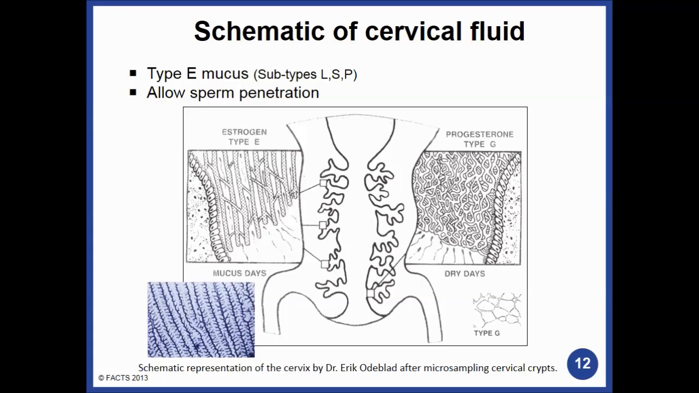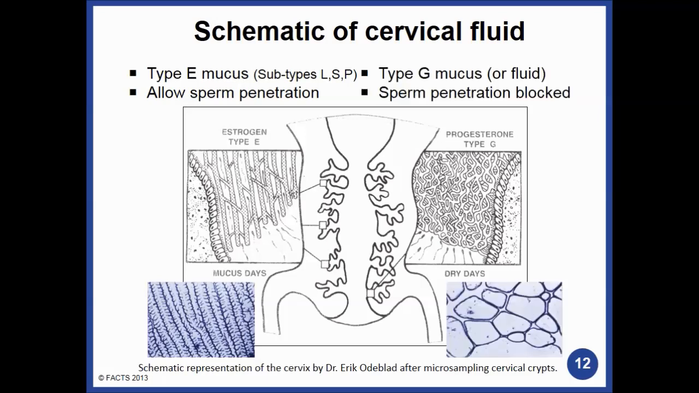And you can see here, this actually isn't working, but you can see here, under the influence of estrogen, cervical fluid forms channels. It's basically swim lanes for the sperm to find their way through the cervix into the uterus in search of the egg. On the other hand, under the influence of progesterone, it produces type G mucus, which basically creates a mesh-like network to prevent the penetration of sperm. In further research, Dr.